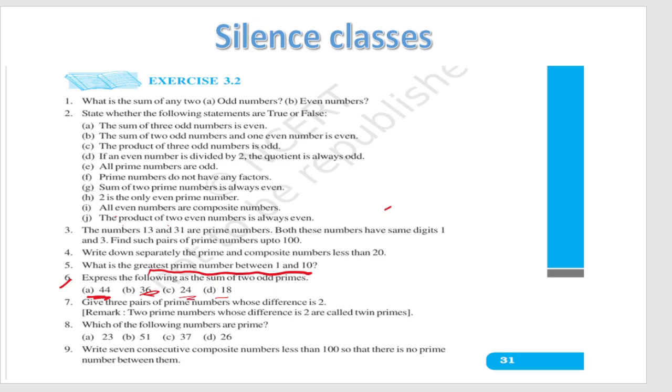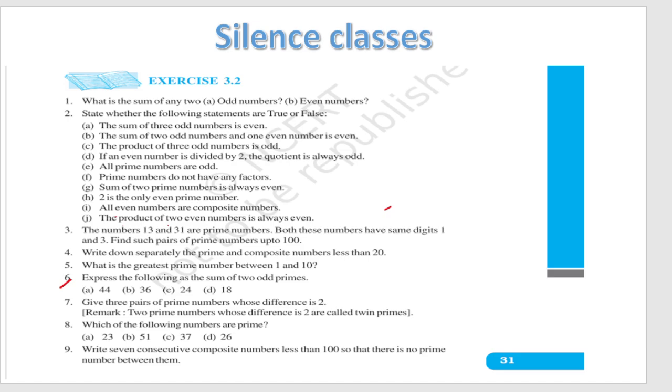Now question number 7, what is question number 7 saying? Question number 7 is saying give three pairs of prime numbers whose difference is 2. It means I have to find the pairs of prime numbers. Difference means if I subtract those prime numbers, I will get 2 in the answer.